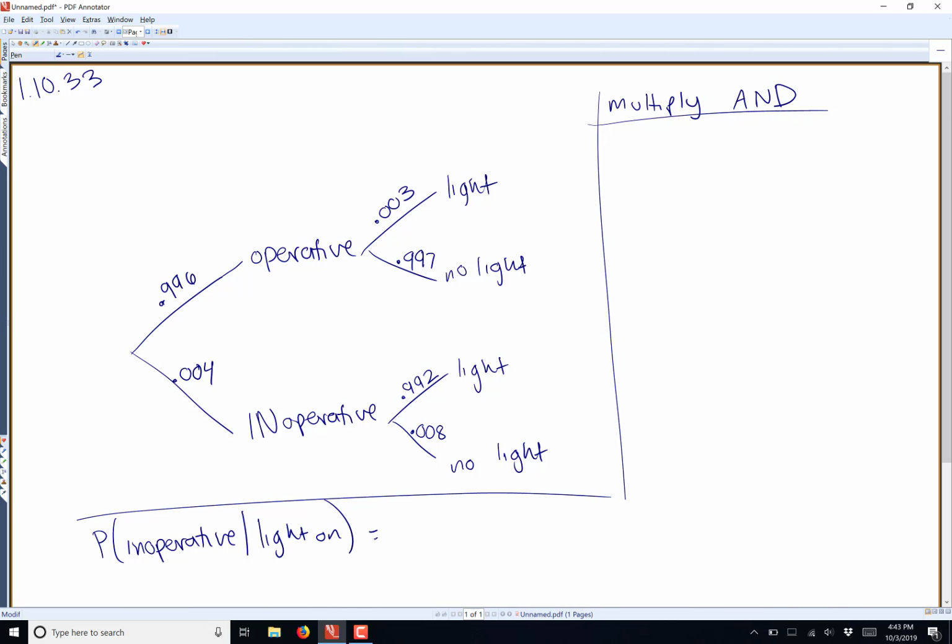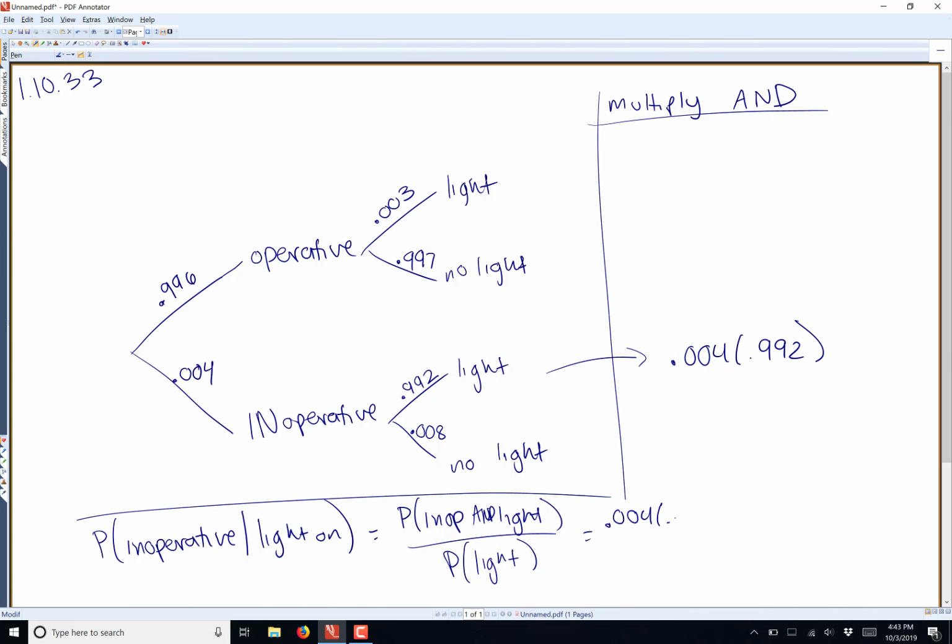Now, any conditional probability formula says you're going to take the probability of the and. So inoperative given the light, sorry, not given, I just said we have to do the and. Over the probability of what's given, which is that the light is on. So the probability of the inoperative and the light means we would have to find inoperative and light, so we come here and multiply. So 0.004 times 0.992 over the probability of the light.